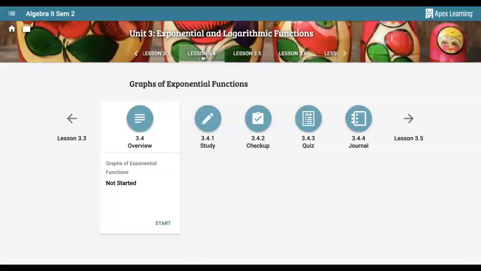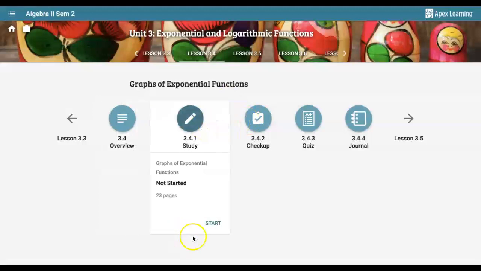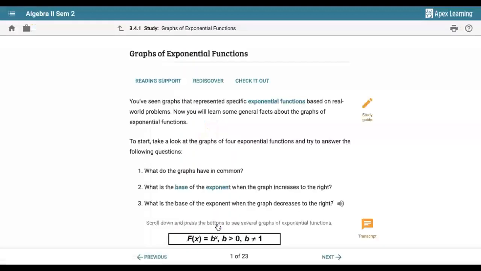All right, so if we look here, we introduced ourselves to exponential functions, right? Now we're going to talk about what the graphs of those look like here, and how we perform operations to change the look of those exponential functions. So if we get into it here.